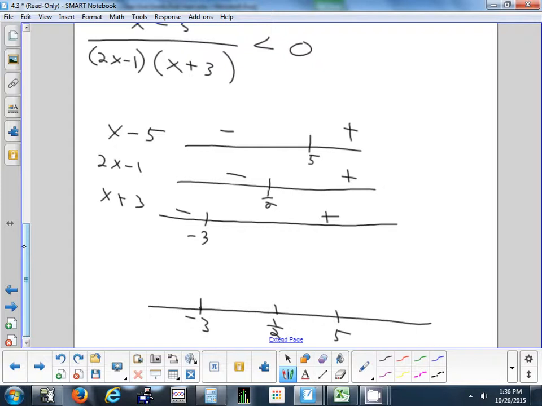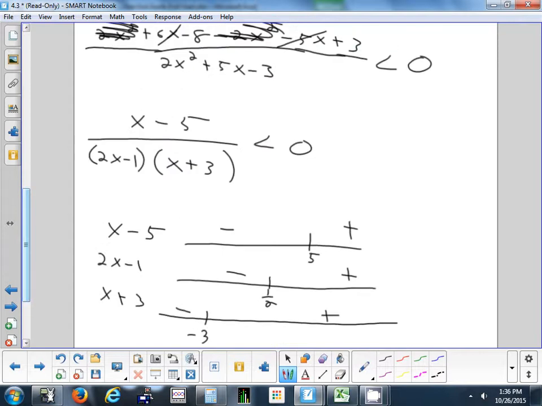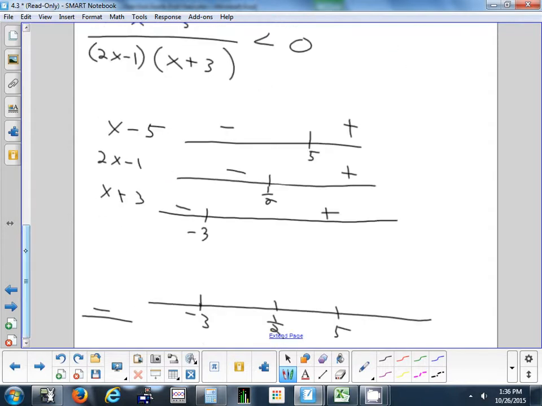Okay, top one. Smaller than negative 3, what kind of number? So we have a negative. Top is a negative. Now the bottom. Smaller than negative 3.